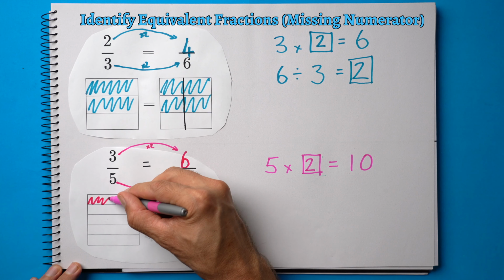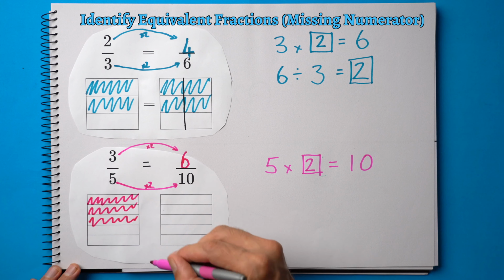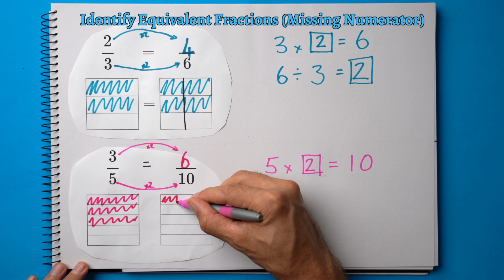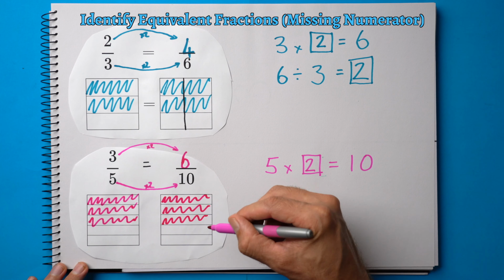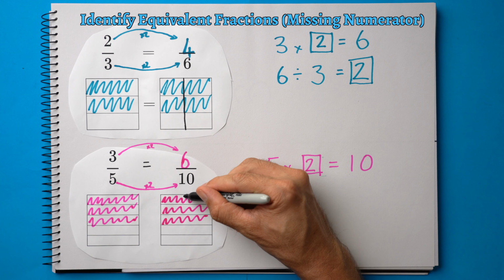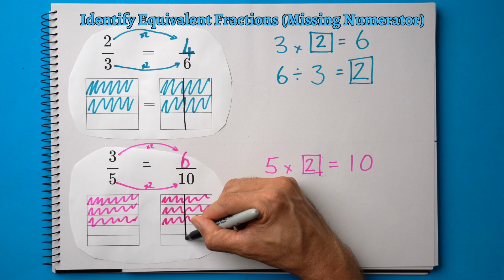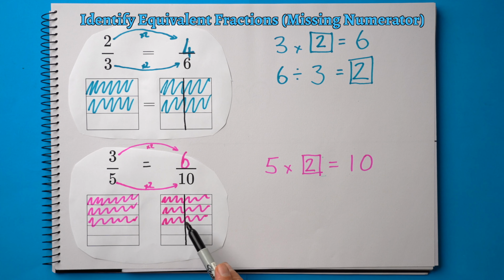3 fifths, 1, 2, 3. And I'll do the same over here. 1, 2, 3. And we want to turn these 5 parts into 10 equal parts. So I'm going to cut it down the middle. So I've now got 10 equal parts. 1, 2, 3, 4, 5, 6, 7, 8, 9, 10. And 6 of them are coloured. 1, 2, 3, 4, 5, 6. Yes, that works. 3 fifths is the same as 6 tenths.